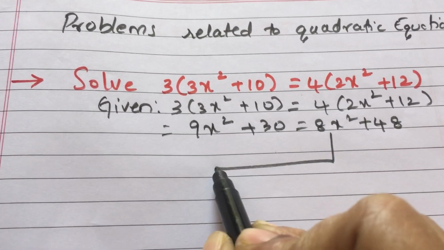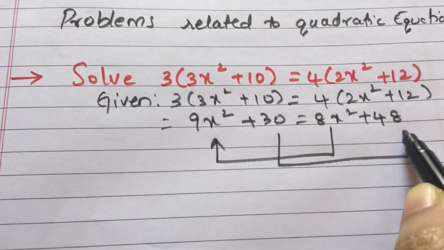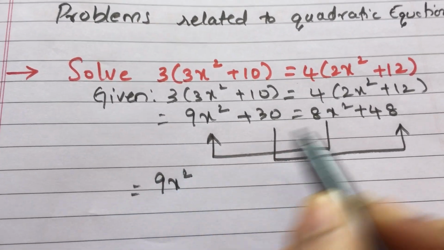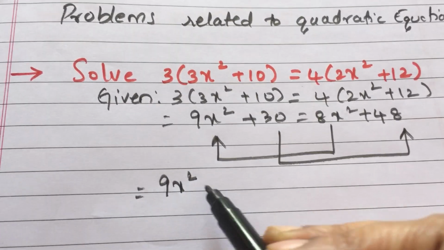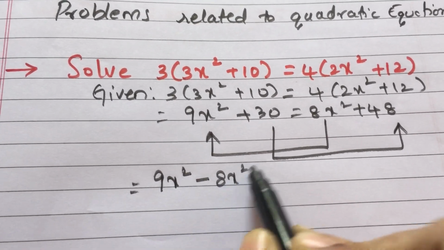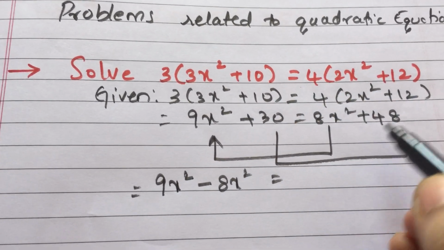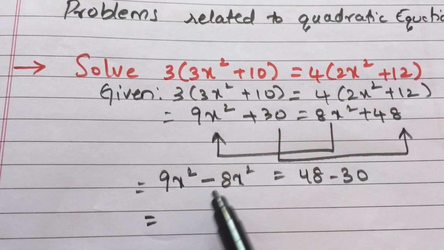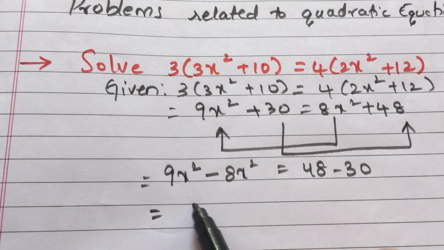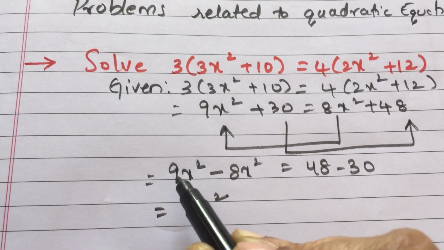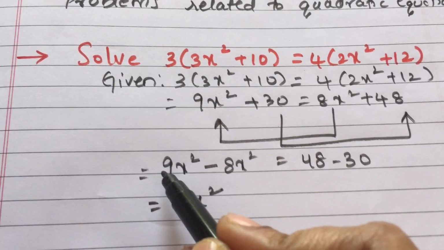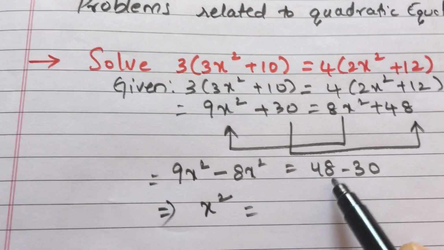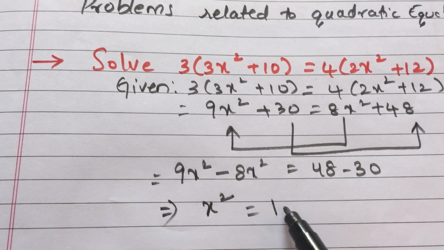Taking x square terms this side and the constant terms to the other side. So you will get 9x square, this is plus here. When it comes this side, it becomes minus 8x square. 48, this goes outside, minus 30. So 9 minus 8 is 1, right? So that means x square. The greater number has the positive sign. So x square is equal to 48 minus 30 is 18, right?